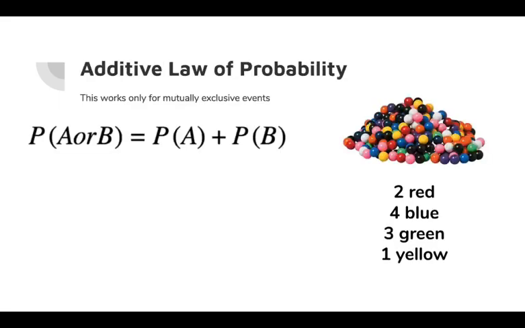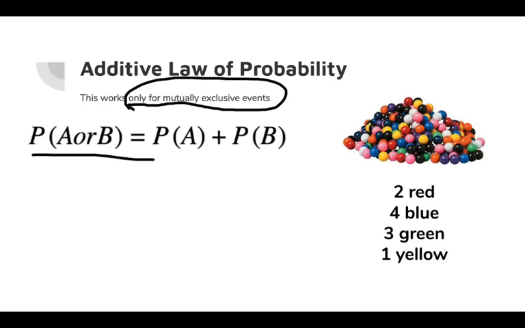Okay, the additive law of probability. The first thing to note here is that, at least the way that we're looking at it, it only works for mutually exclusive events. If you're going to use this formula, the probability of A or B, they have to be mutually exclusive events.